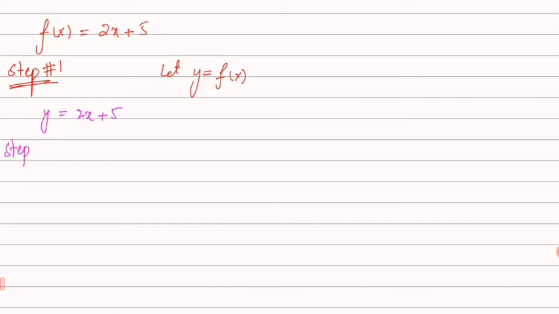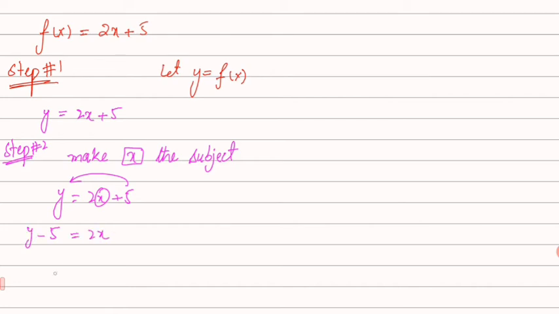Step number 2: make x the subject. So y is equal to 2x plus 5. We need to make x the subject, so bring 5 over there. So y minus 5 is equal to 2x, and x is equal to y minus 5 divided by 2. We have x equals y minus 5 divided by 2.